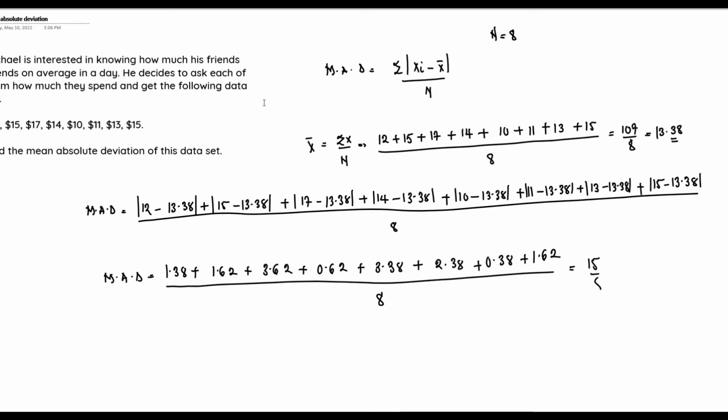So 15 divided by 8 is actually equal to 1.88 approximated to 2 decimal places. So the mean absolute deviation of our data set is actually equal to 1.88. So let's go to the next question.